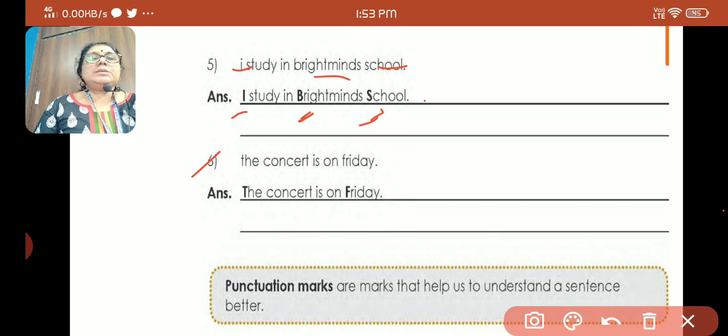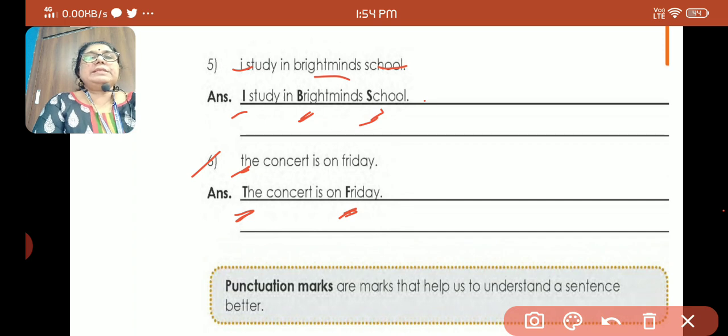The concert is on Friday. The beginning of a sentence always begins with a capital letter. So here again we write T, capital, THE, capital. Concert is on Friday. F. F is a capital letter. Why do we write capital? Can anyone tell? Name of the day. Name of the day is always written in capital. Is it not? So, the concert is on Friday. Got it, children? So, we have 6 sentences and we are done.